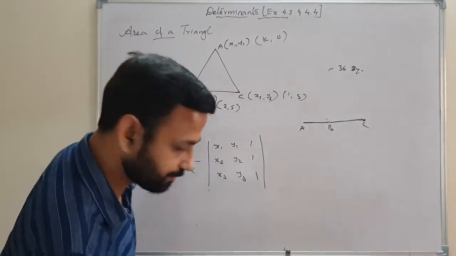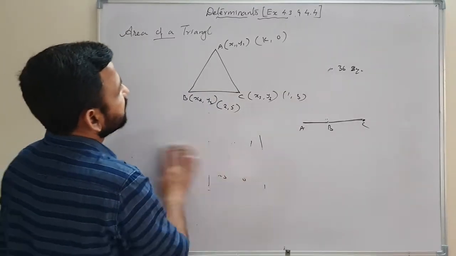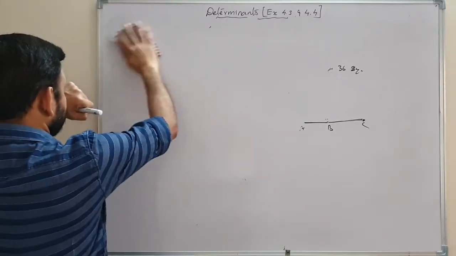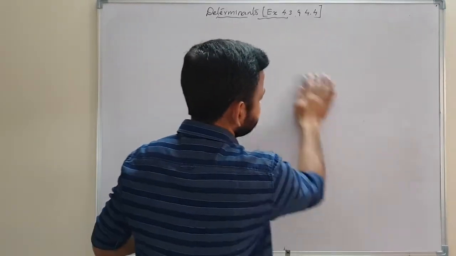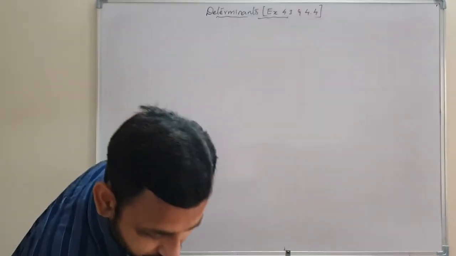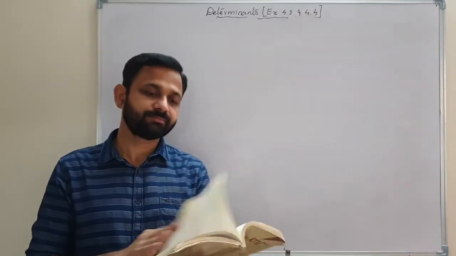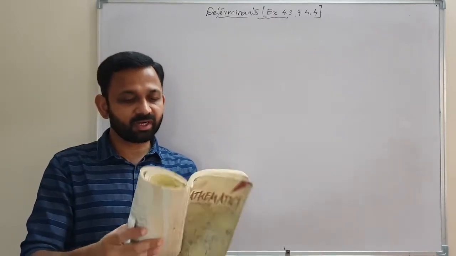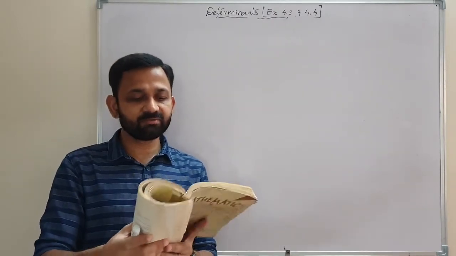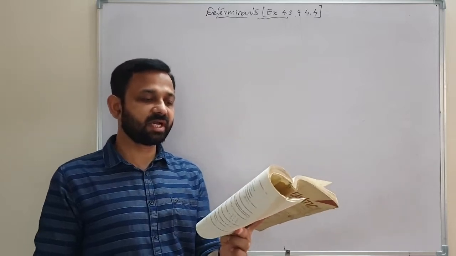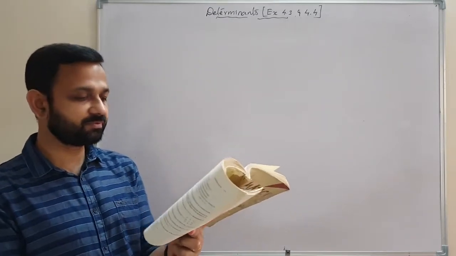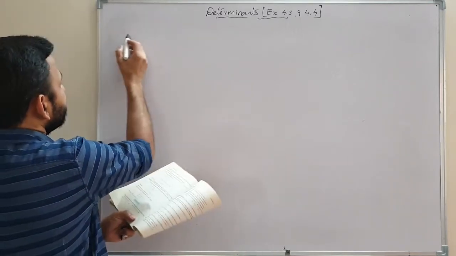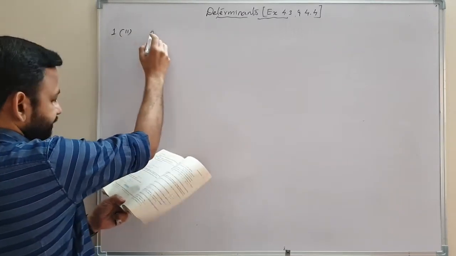Now we are going to do exercise 4.3, question number 1. Find the area of the triangle with the vertices at the points given in each of the following. We can do one of them. Second part we can do, question number 1, second part.